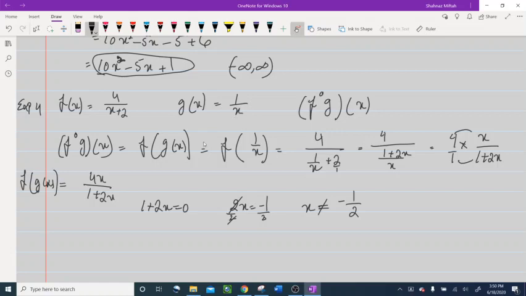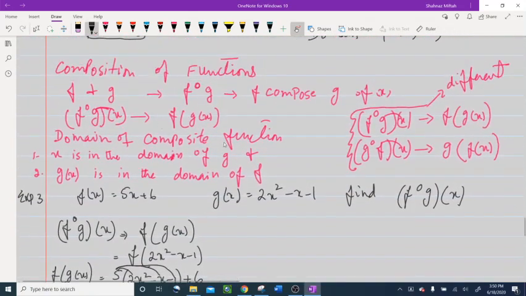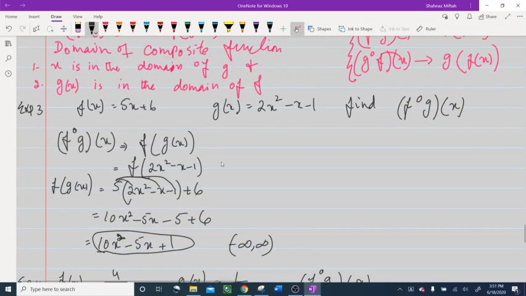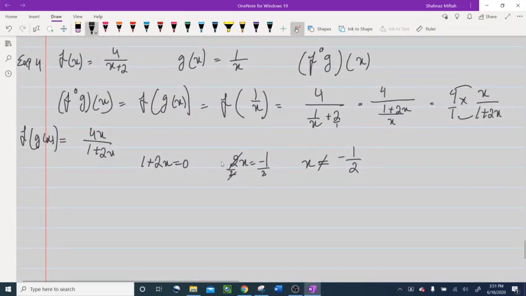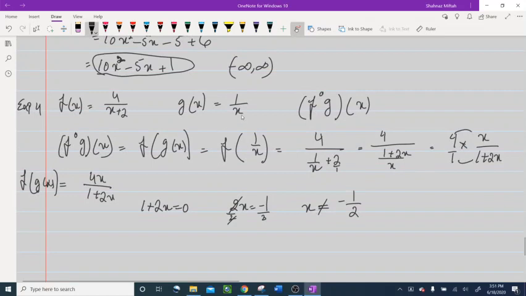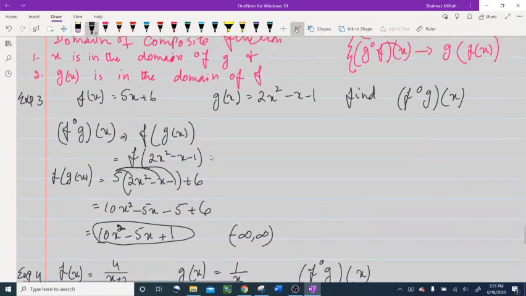So if you guys go back to the notes, you see this? Domain of a composite function: x is in the domain of g. The domain of g is 0, right? The domain of the composite function, x is not 0. I'm so sorry. The domain of g of x has all real numbers except 0. This one, all real numbers except negative half. Okay, so I'm just combining this.